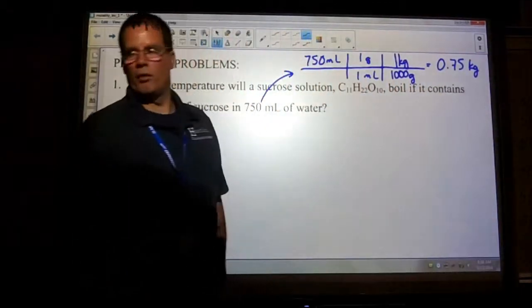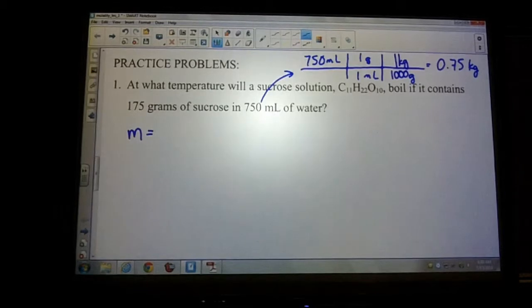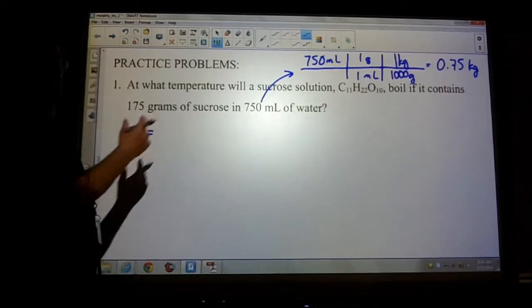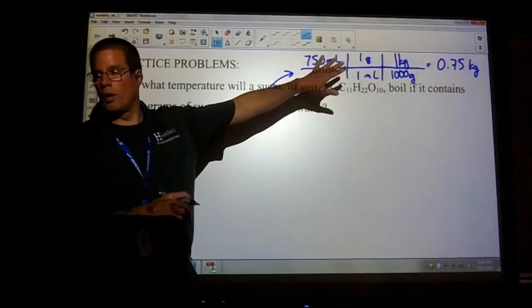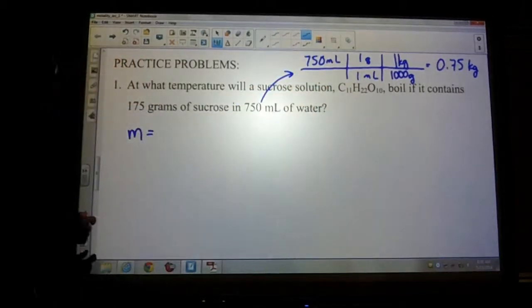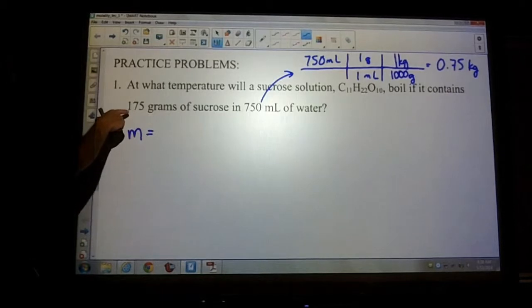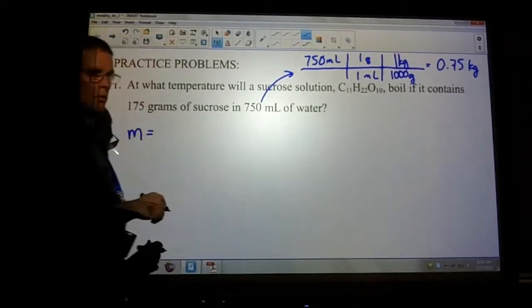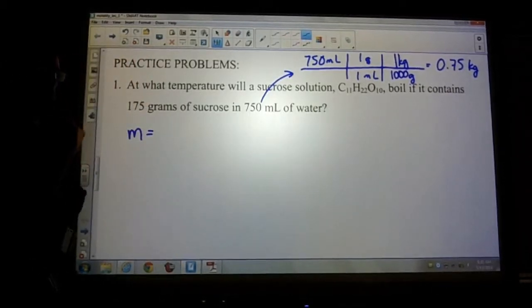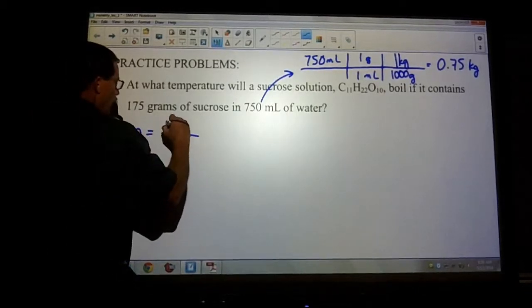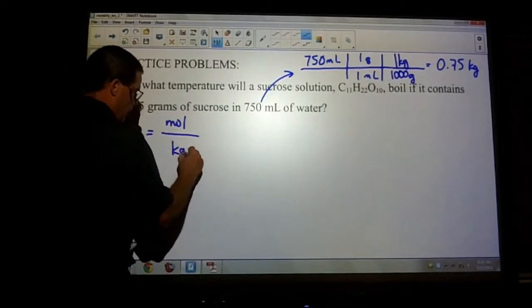So move the decimal place over 3 places to your left. So if you have 750, it's now 0.75. If you have 7,500, then it's 7.5. But if you still need to show that, so you don't do something dumb, please continue to do that. What we do need to change is the grams of sucrose into what? Moles. Because again, don't forget, molality is moles per kilogram.